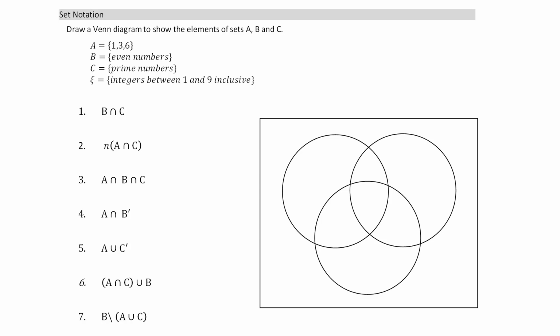So what we're going to do now is draw a Venn diagram to show the elements of the sets A, B, and C. Here are the sets that we've been given. I have kindly already drawn the Venn diagram for you, so what we're going to do now is just fill it in. We have set A, which will be this one, we have set B, and we have set C, which will be this circle down here.